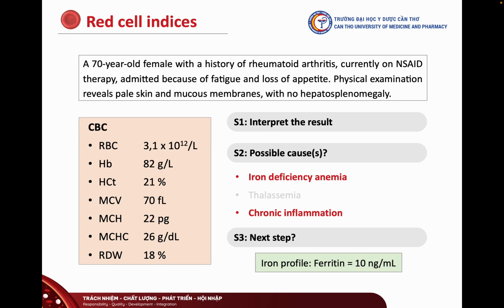And here's the key finding. Her serum ferritin is 10 nanogram per milliliter. Remember, when the level of ferritin is below 15 nanogram per milliliter, it is strong evidence for iron deficiency, even in the context of chronic disease. So the low ferritin clinches the diagnosis. Final conclusion: this is a case of iron deficiency anemia, likely due to chronic blood loss from NSAID-associated GI irritation.